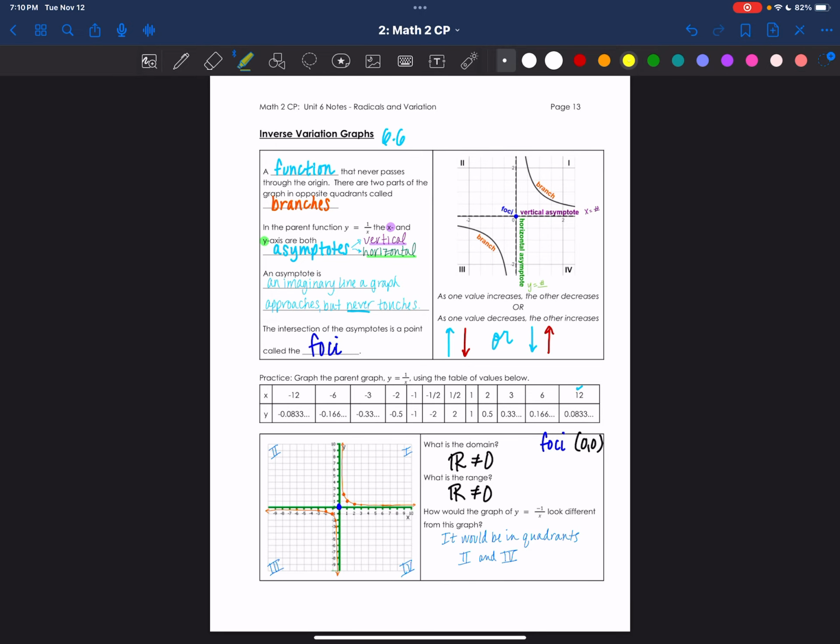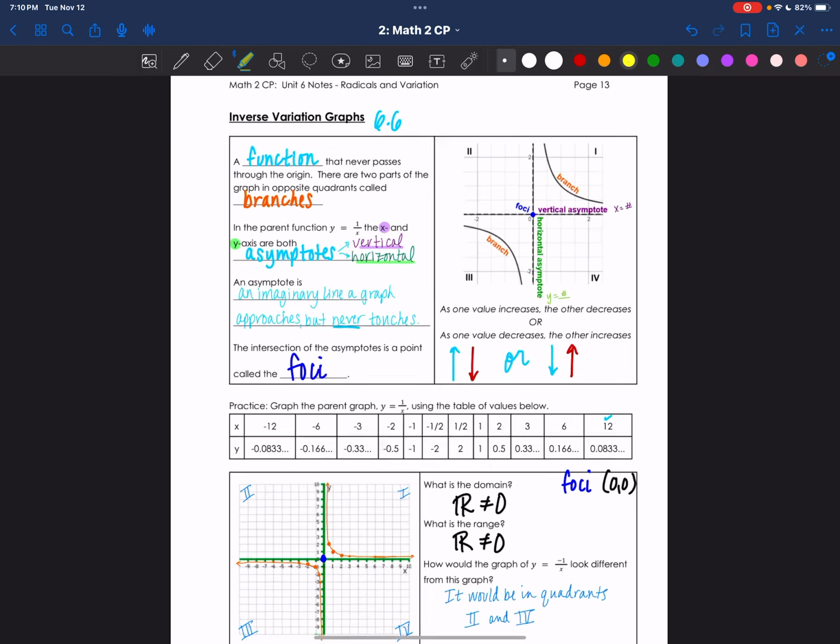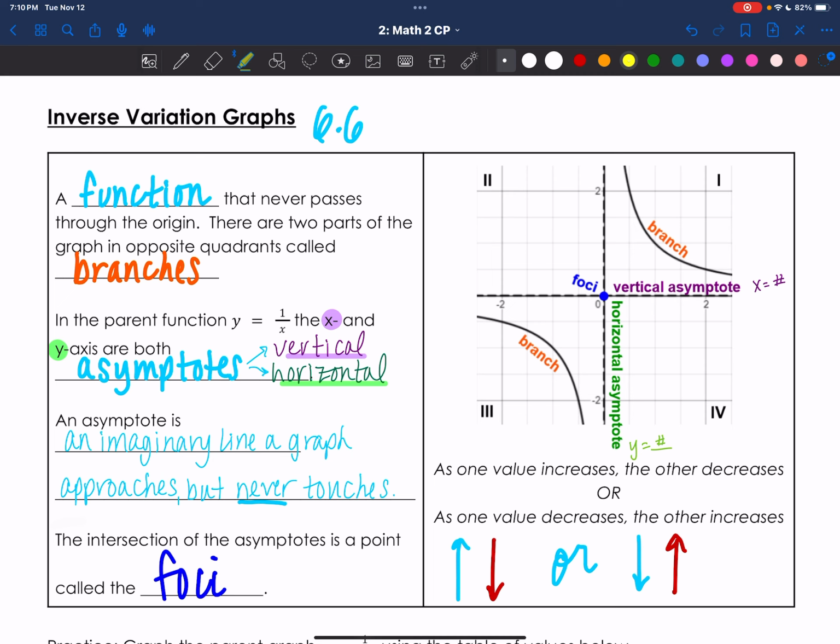All right, today we're going to talk about inverse variation graphs. So a lot of vocab at the beginning, so make sure you get this all written down. So for this, a function that never passes through the origin, there's two parts of the graph in opposite quadrants called branches.